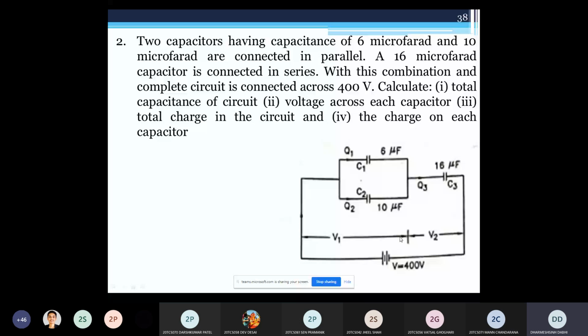And fourth one is the charge on each capacitor. Charge on each capacitance means Q1, Q2 and Q3. Here you can see that this C3 is connected in series with this combination of 6 and 10. So charge on C3 is the same as the charge on these two capacitors. It means Q1 plus Q2, the addition of the charges of C1 and C2, must be equal to charge of capacitor C3. So you can make the equation Q3 is equal to Q1 plus Q2. And you can use the charge equation Q is equal to C into V here. This part I give you for homework. Calculate this example and we discuss it in the next lecture if you have any doubt.